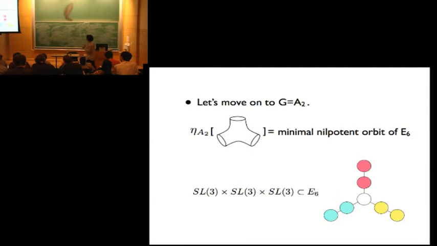Let me go on to G equals A2. In this case, it is known that this T_G manifold is just a minimal nilpotent orbit of E6. So you might ask, how can you have something like E6 out of just considering SL3? What is going on is that in the group E6, there is a special maximal subgroup of the form SL3 cubed, and they are embedded according to the extended Dynkin diagram. So these three SL3 actions are embedded in a natural way. And you can check that the dimension formula agrees once you correct the coefficient.